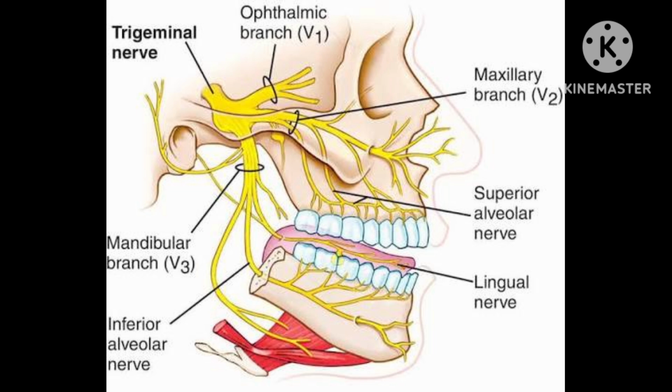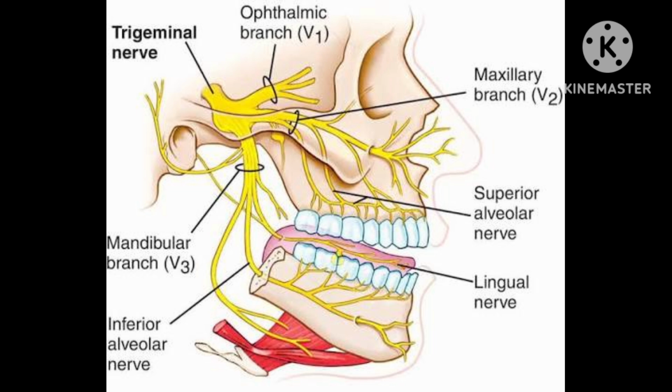Verification. When N. alv-inf is anesthetized, parts of the chin and lip also become numb, because N. alv-inf becomes N. mentalis as it exits the foramen mentale. One way to check if the anesthesia has taken effect is to touch the lip.